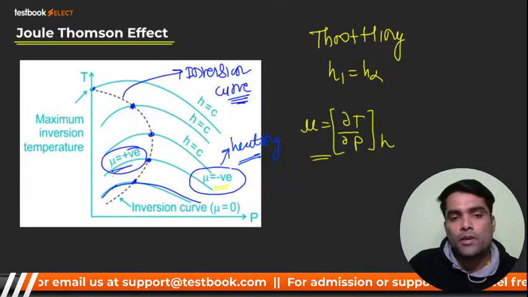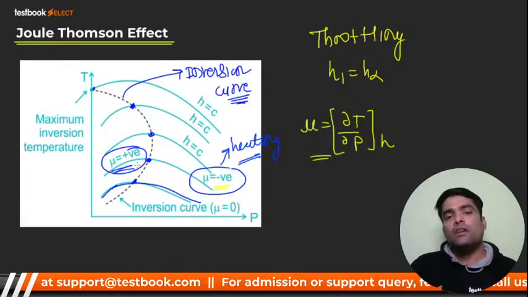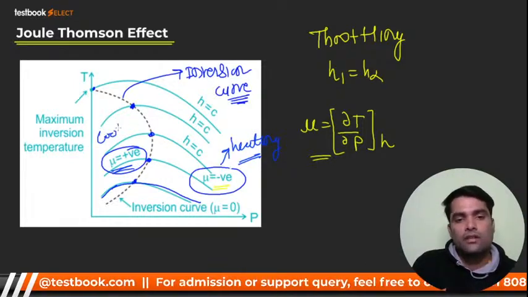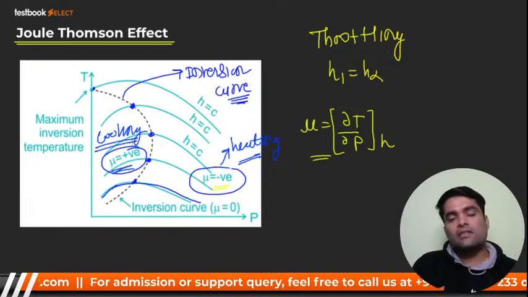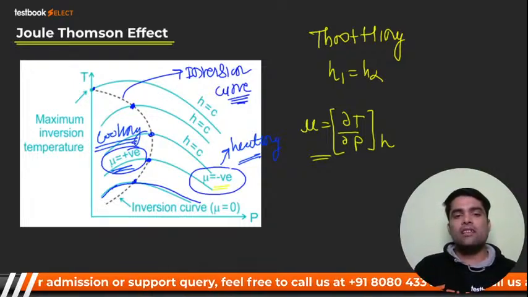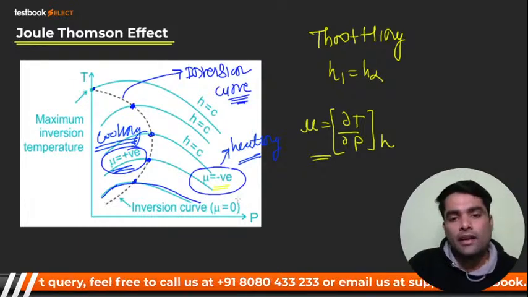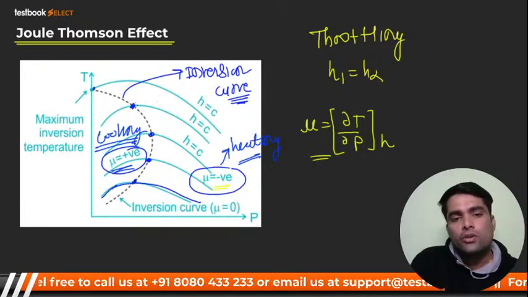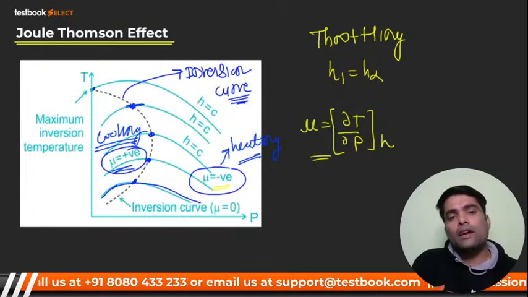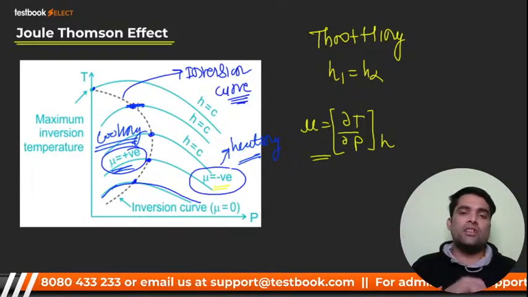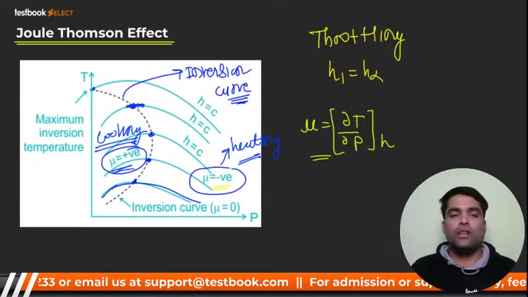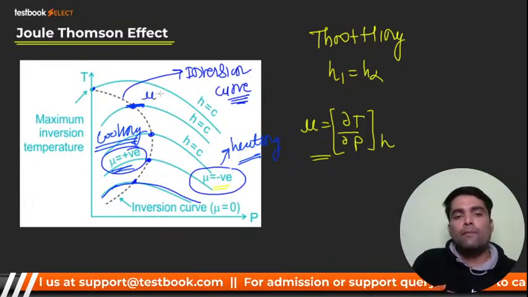And when the slope is positive, that is, mu is positive, we get a cooling effect, right? And from here our refrigeration and air conditioning starts. We are starting the RAC from here itself. One more thing I want to add: at the inversion point, where mu changes direction from positive to negative or negative to positive, the value of mu is 0.